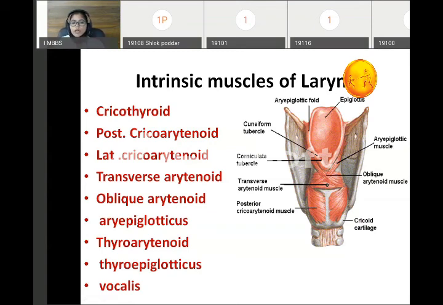Cricothyroid is an intrinsic muscle of the larynx, but it is present on the outer aspect. This is the only muscle which is present on the outer aspect of the larynx.